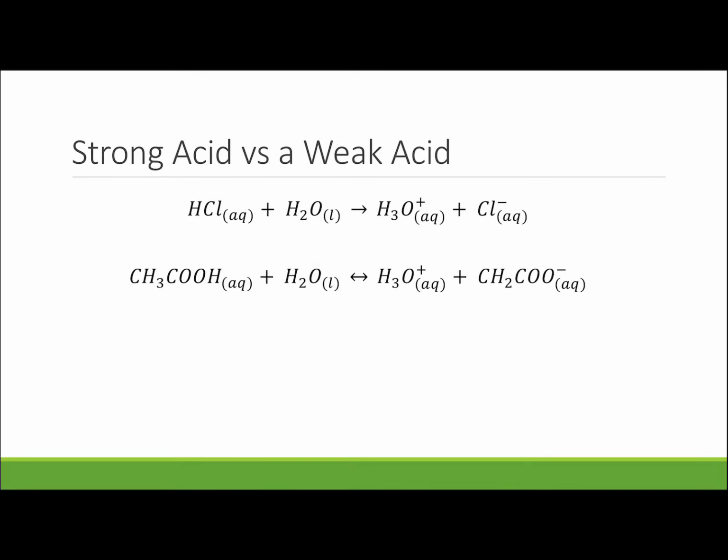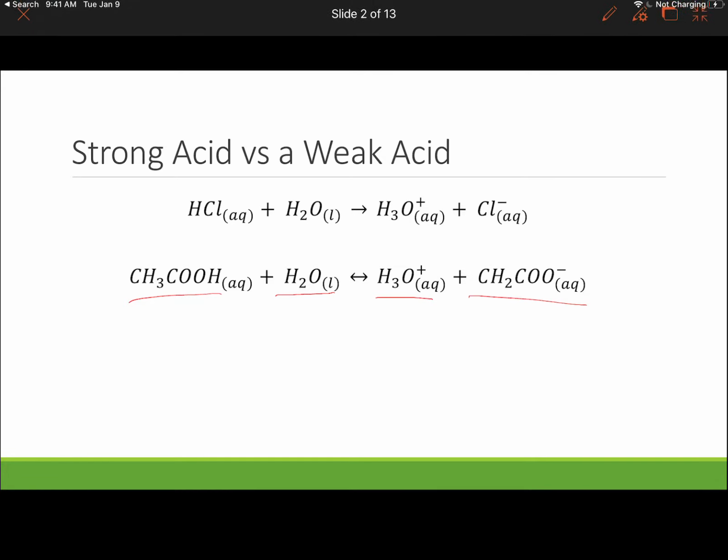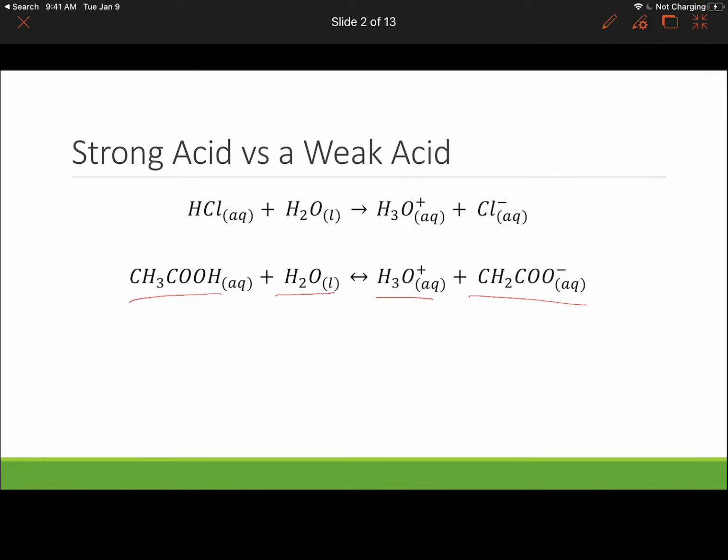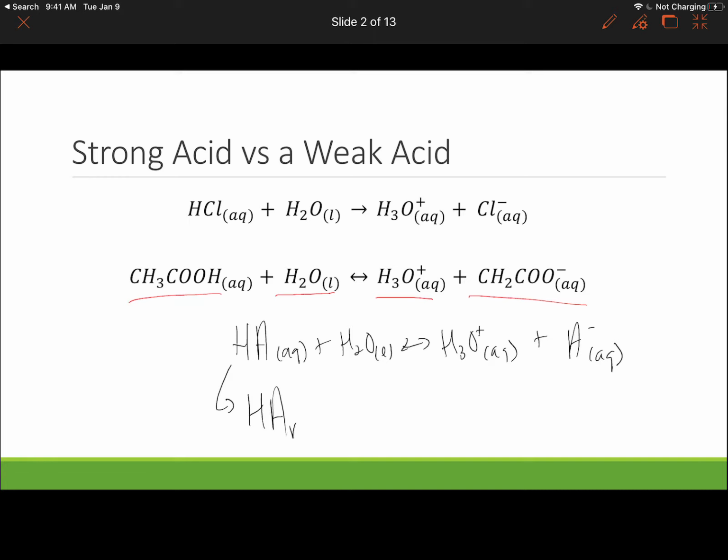A weak acid, when it's added into water, is going to dissociate to produce hydronium and an anion. The general equation for this is HA(aq) + H2O(l) goes to H3O+(aq) + A-(aq). Another way that I write it a lot is HAn(aq). They're both just a way of looking at a weak acid.